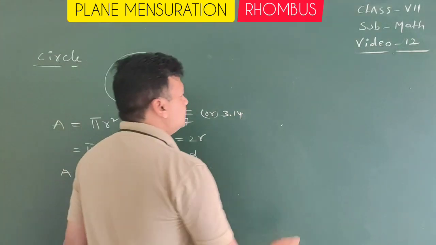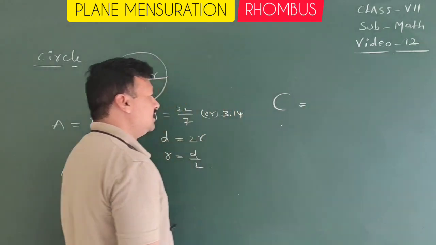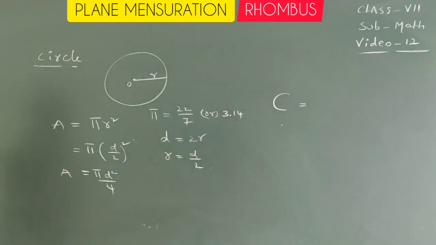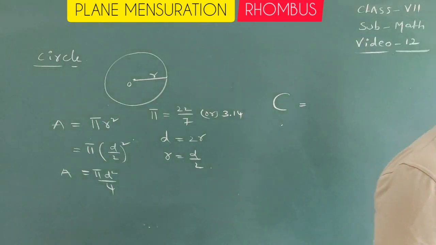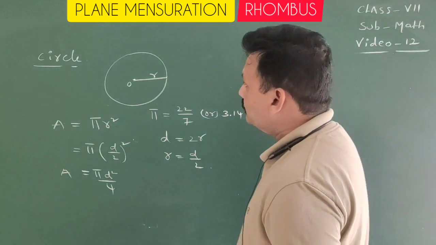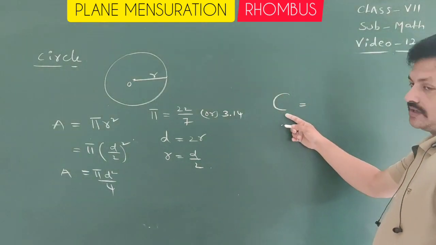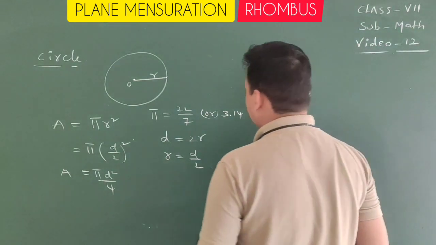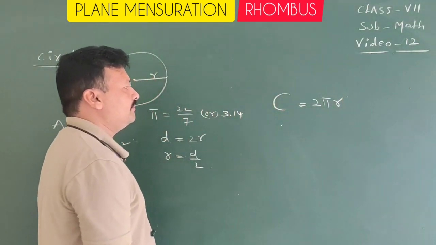Next, circumference is nothing but the length of the boundary, which is nothing but perimeter. In case of simple closed figures bounded by line segments, we consider it as a perimeter. But in case of a simple closed figure bounded by curves, it is denoted by circumference. So C equals 2 into pi into r, 2 pi r.